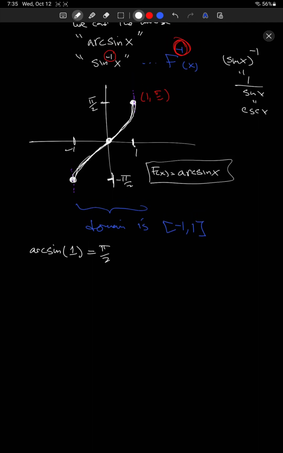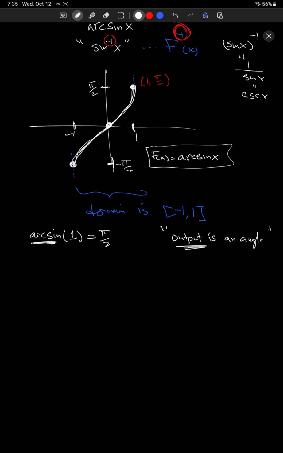Okay, so one thing to note, I should write this down. The output is an angle. The output of an arcsine is an angle because the input and the output are swapped between sine and arcsine, right? With sine, you put in an angle and you get out a number. So with arcsine, the way you should think of it is you put in a number and you get out an angle. Very frequently you'll want to have this interpretation of the output of arcsine. Not always, but very frequently. So in goes a number, out comes an angle.